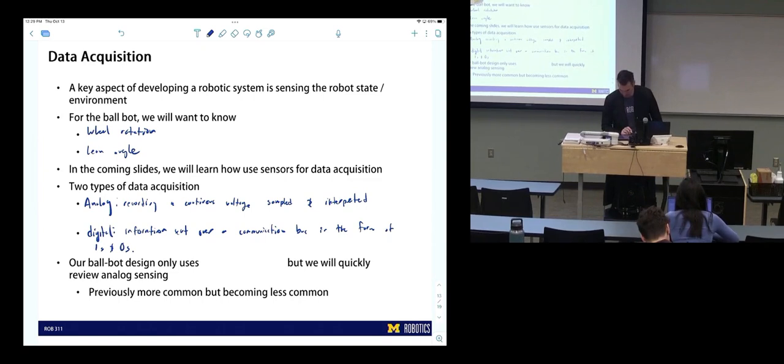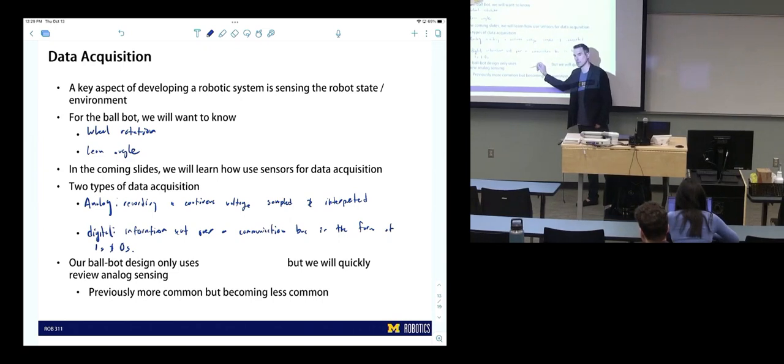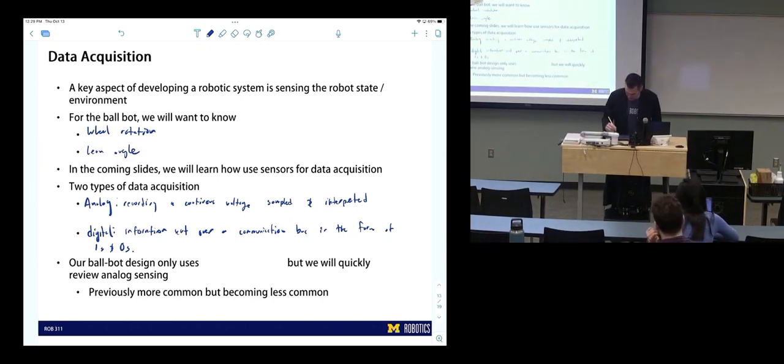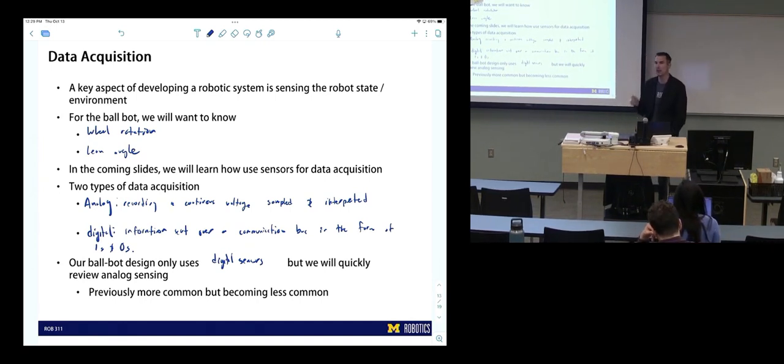Okay. Our ballbot only uses digital or analog? Digital. Our ballbot only uses digital sensors. But we're going to quickly review analog sensing because I think it's easier to track the key parts in the analog world, and those key parts are the same in the digital world.